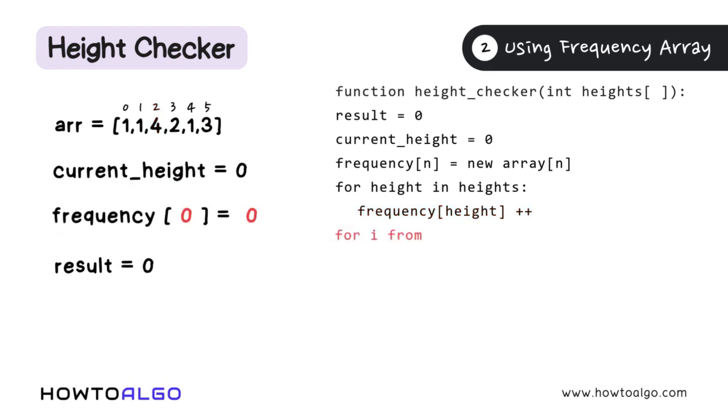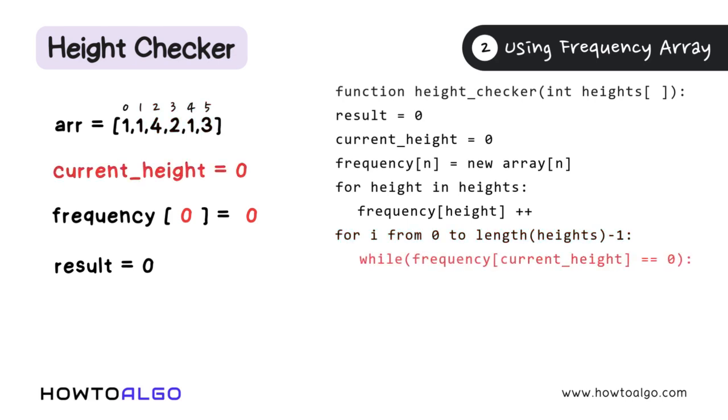Now, we start another loop that goes through each position in the heights array from the beginning to the end. Inside this loop, we have another loop that checks if the current height we are looking for, indicated by current height, has any elements left to place. If frequency of current height is 0, it means there are no more elements of that height to place, so we move to the next height by increasing the current height. Now, the current height is 1. Since frequency of 1 is 3, there are elements of height 1 to place.